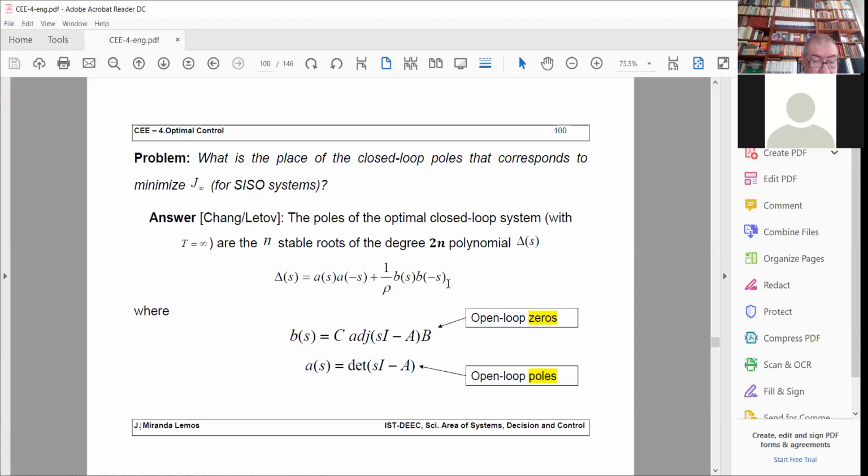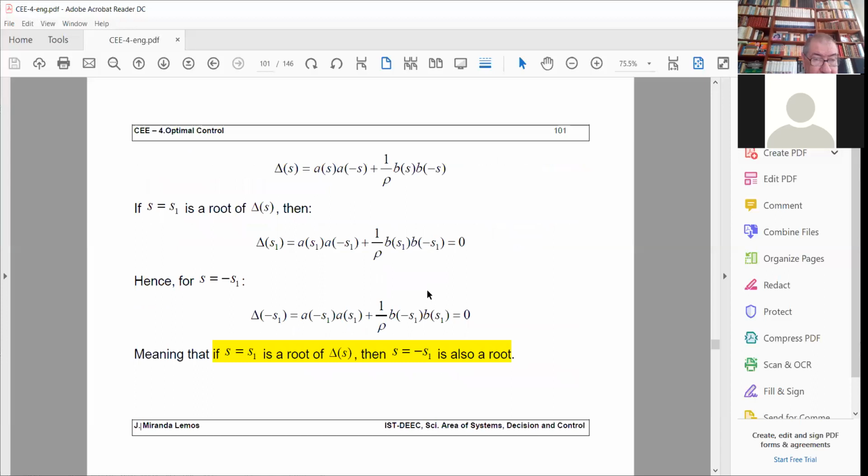Suppose that you have n poles, so the degree of polynomial A(s) is n. Since you have A(s) times A(-s), you have a polynomial of degree double, because you are multiplying one polynomial of degree n by another polynomial of degree n, so you get a polynomial of degree n plus n. So you have 2n poles. Now, these 2n poles have a particular pattern.